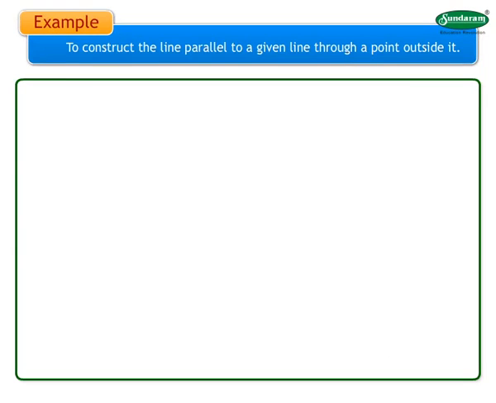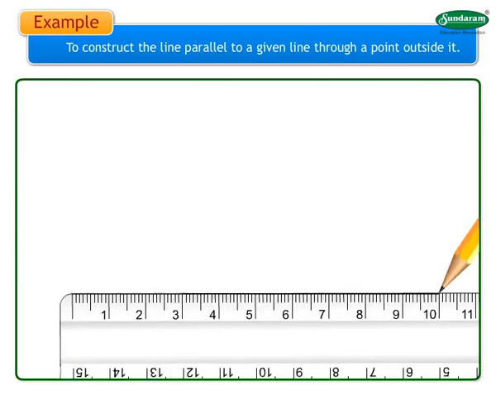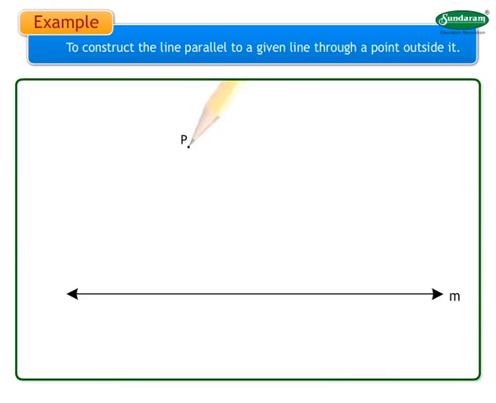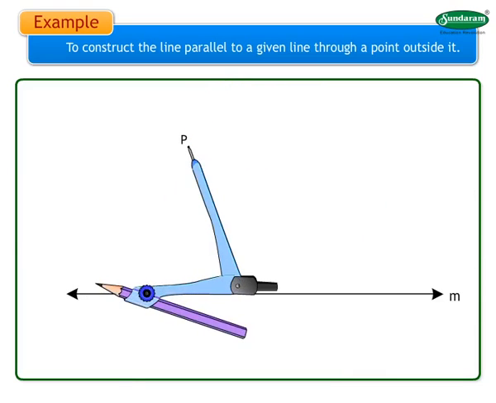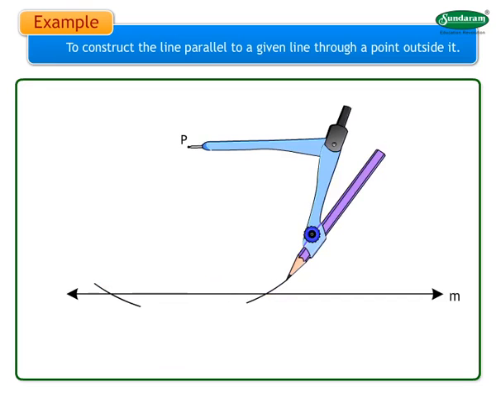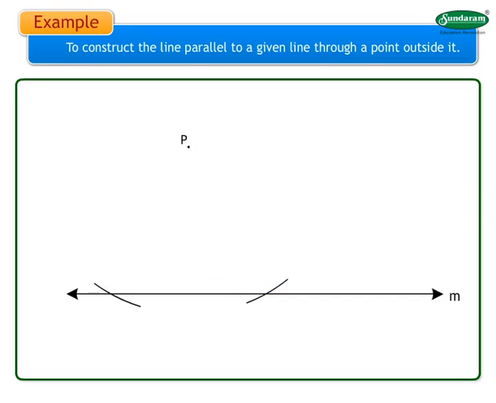Number 6. How to construct the line parallel to a given line through a point outside it. First, draw a line M. Let P be the point outside line M. Keep the point of compass on point P. Taking a certain measure, draw two arcs on line M as shown.